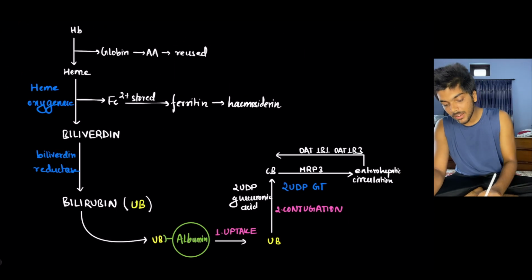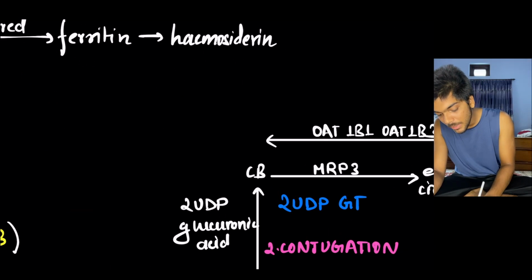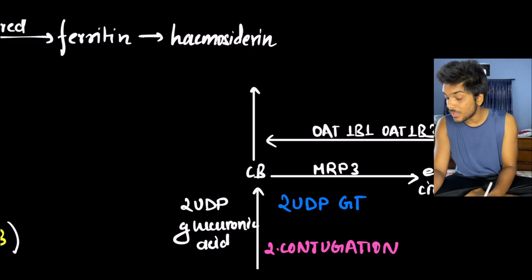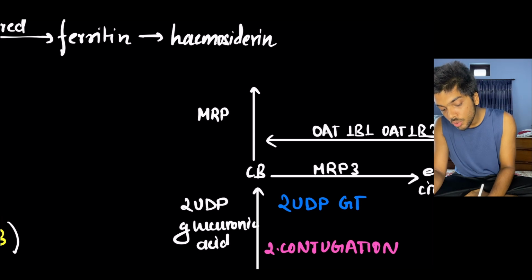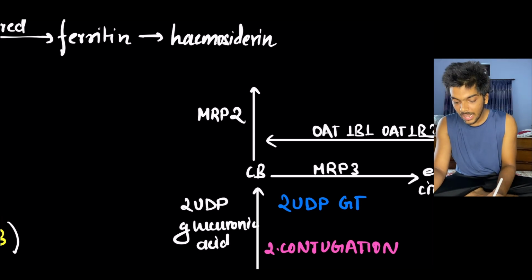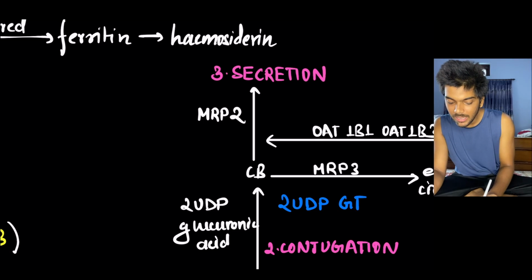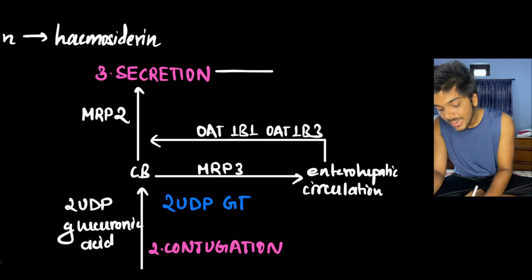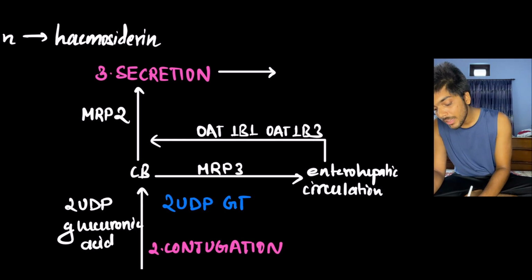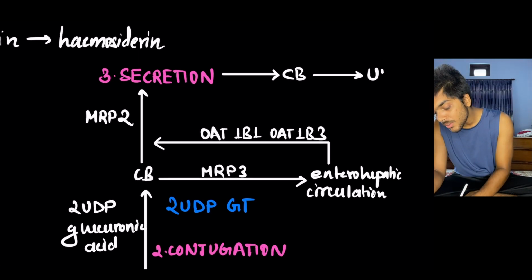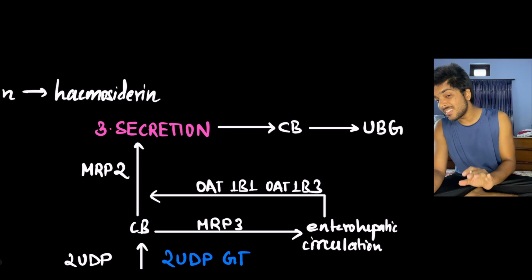But then the major fate of conjugated bilirubin is that it enters the biliary circulation with the help of multi-drug resistant protein 2. It enters the biliary circulation, and this is the third step, that is secretion into biliary circulation. From the biliary circulation, the conjugated bilirubin enters the duodenum, where the conjugated bilirubin gets converted to what? Urobilinogen. Now urobilinogen has 3 fates.